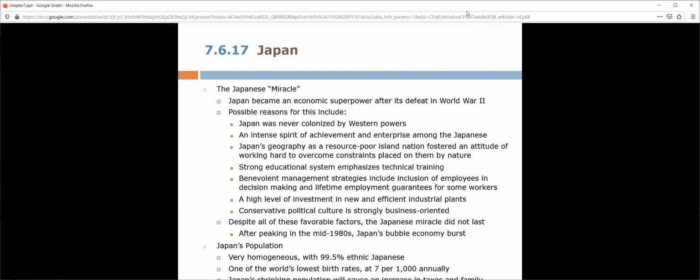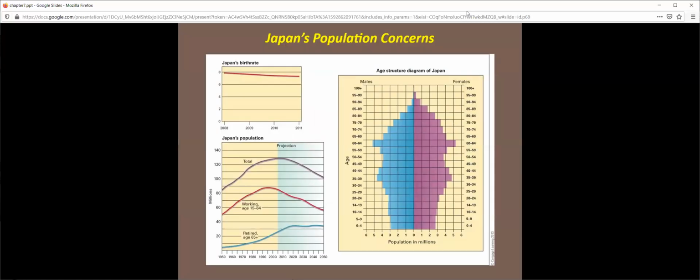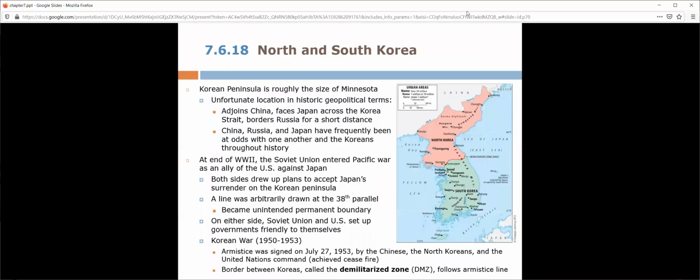And it's also a very slow growing country, right? This population chart shows you the amount of youth compared to adults. As you can see, Japan's birth rate is declining, Japan's population is declining. We've talked about this a bit with, for example, Germany and places like that. Same song and dance.